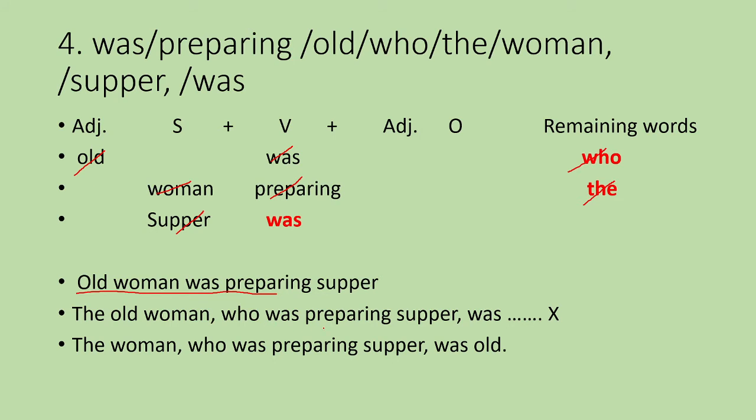The old woman who was preparing supper was, then there's no word, but the sentence is not complete. So that means we have to check our words, what can come after was. So if we delete this old from here and take it to the last, the woman who was preparing supper was old. So like this, we are able to unjumble the sentence into a meaningful sentence. So you have to use the equation and then you have to check what is making complete sense.